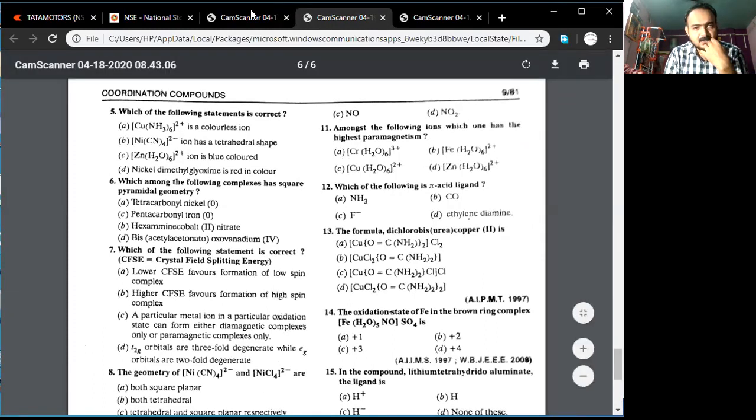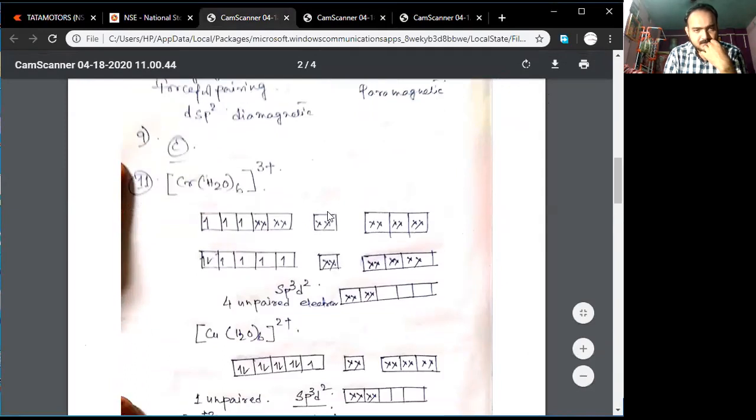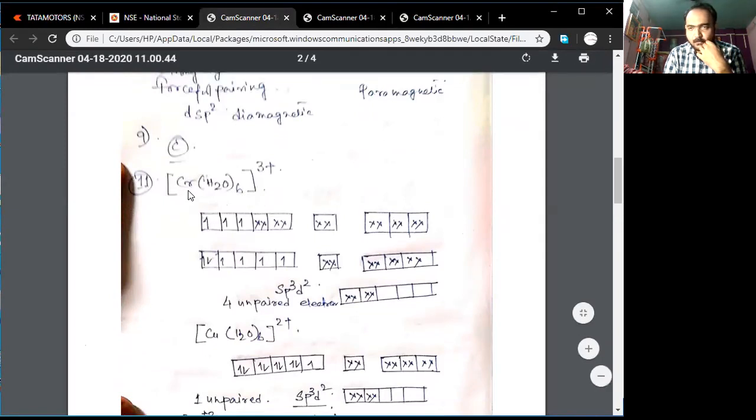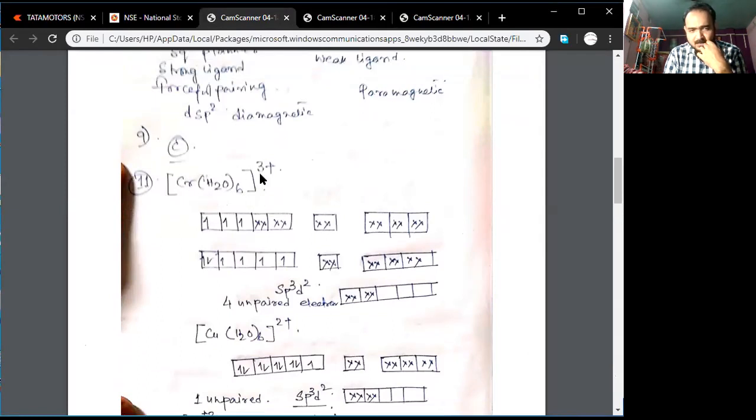Now you can see I have done it, I think. [Cr(H2O)6]3+. Chromium is in the +3 oxidation state. Chromium has an electronic configuration of 4s1 3d5. So in +3 there will be 3 electrons in the d orbital. In my lecture number 2, I said that chromium in +3 never does forceful pairing and always produces a complex with a magnetic moment of 3.92 BM with 3 unpaired electrons. Now here chromium has three unpaired electrons.